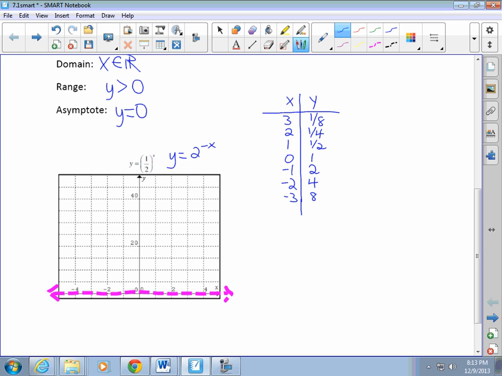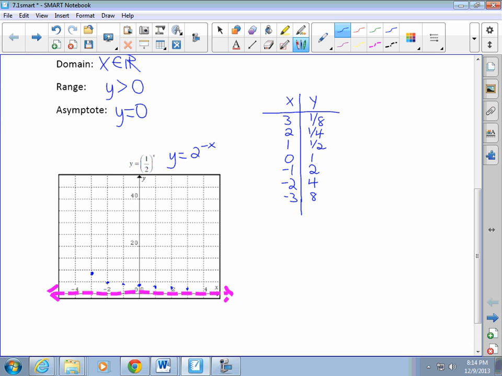And then when I go to plot my points, at 3, it's 1/8. At 2, it was 1/4. At 1, it was 1/2. And again, these numbers here are kind of a little exaggerated because I can't get close enough to my dotted line there. At 0, it was at 1. At negative 1, it was at 2. At negative 2, it was at 4. So it's almost touching that line. At negative 3, it was up at 8.